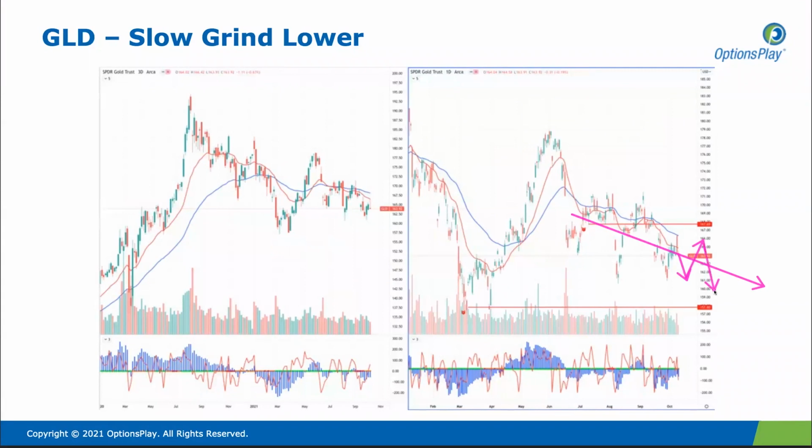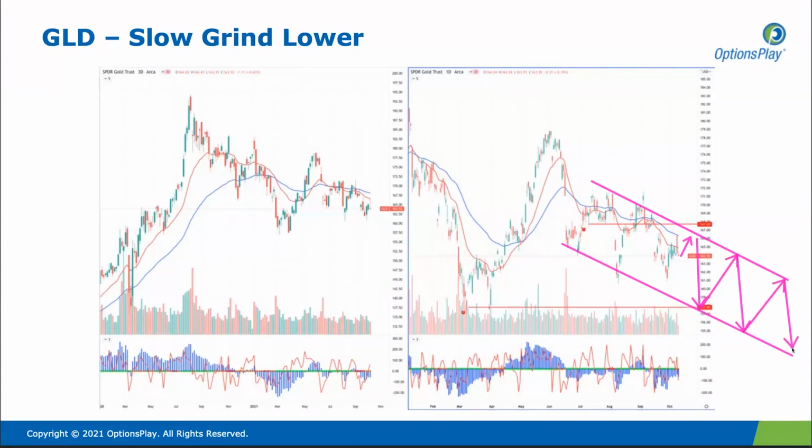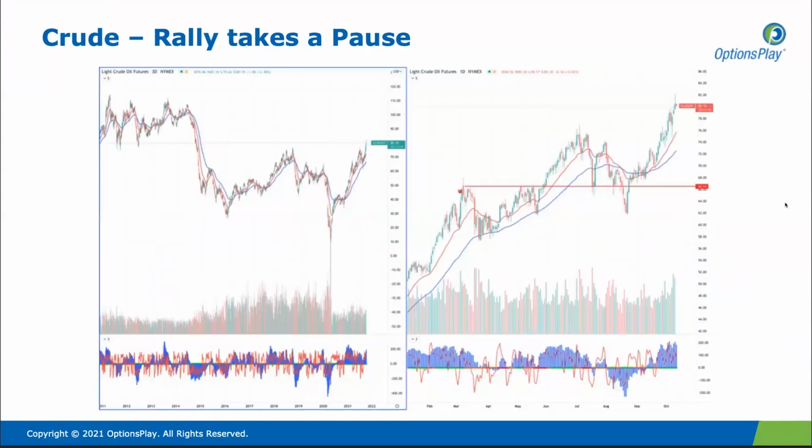So my expectation is that gold will likely continue to trade fairly choppy, but continue to trend to the lower side. Every time we see gold trade near the top end of the channel, that's where I would look for potentially bearish opportunities. As it gets toward the bottom of the channel, those are really short-term bullish opportunities, but long term, my views are more to the downside.